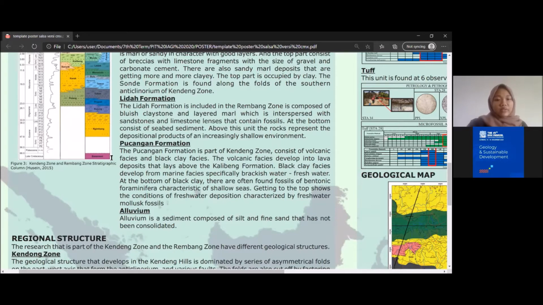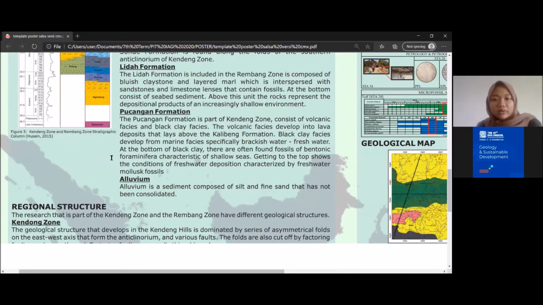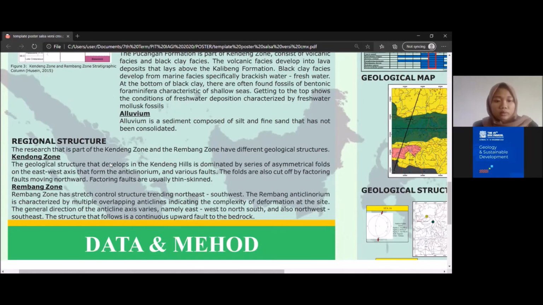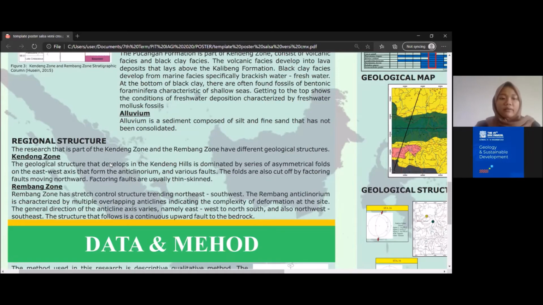Regional structure of the study area is divided into 2 zones, which are Kendeng zone and Jombang zone. In the Kendeng zone, the structures that developed are anticlinorium and thrust fault, while the Jombang zone has the same anticlinal structure, and the structure that follows is continuous upward fault.